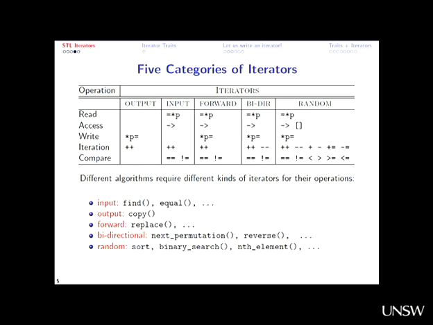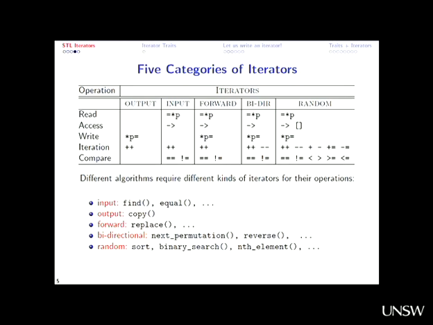Different STL algorithms require different kinds of iterators for operations. Something like find and equals only requires an input iterator. Something like copy only requires an output iterator. But an STL algorithm like replace requires a forward iterator, that's output and input.